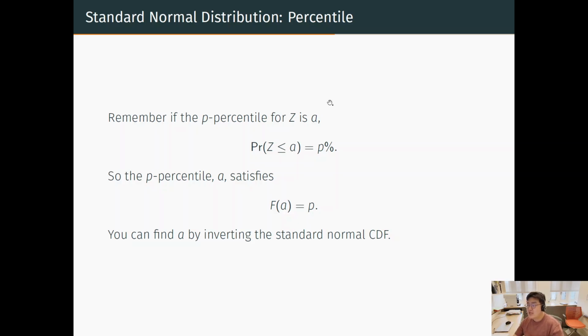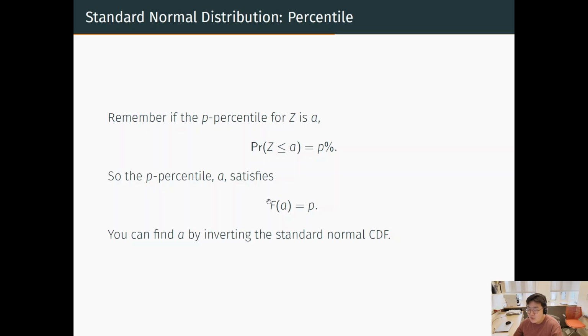Okay? So in other words, you can write it this way. Suppose that the probability smaller than A is P, say 25%. If P is 25%, then we say A is the 25 percentile, right? So this is the definition of percentile. And because this is the CDF, you may write it this way.